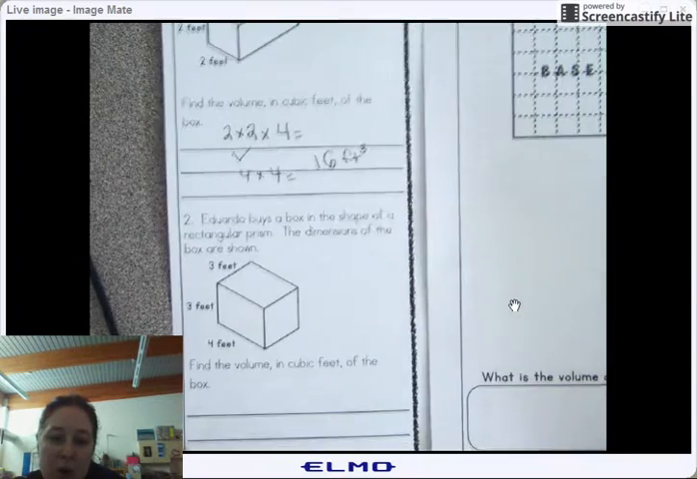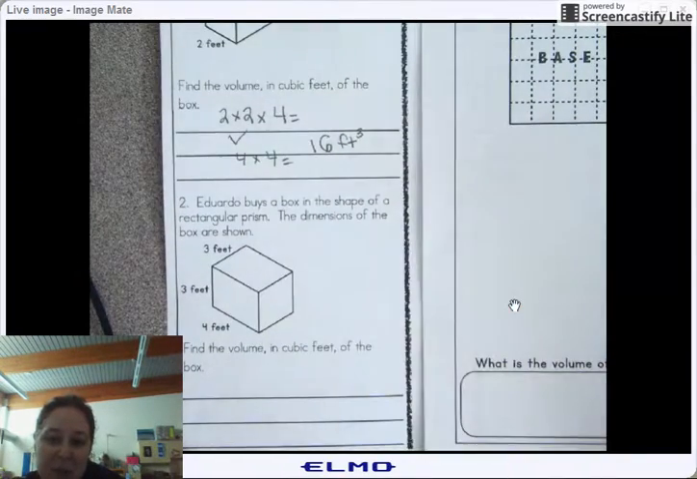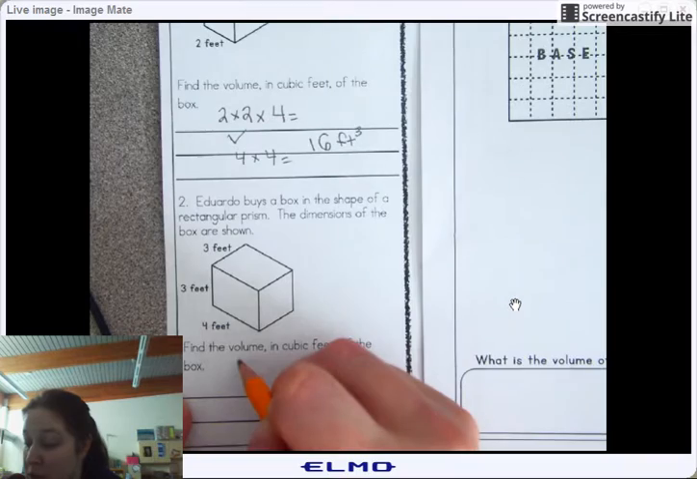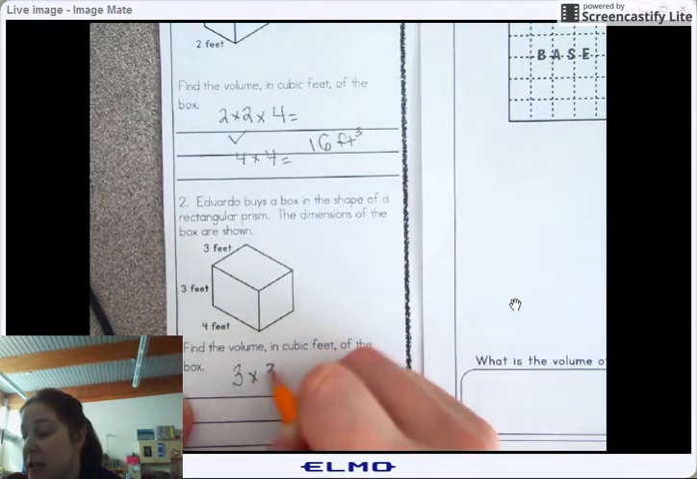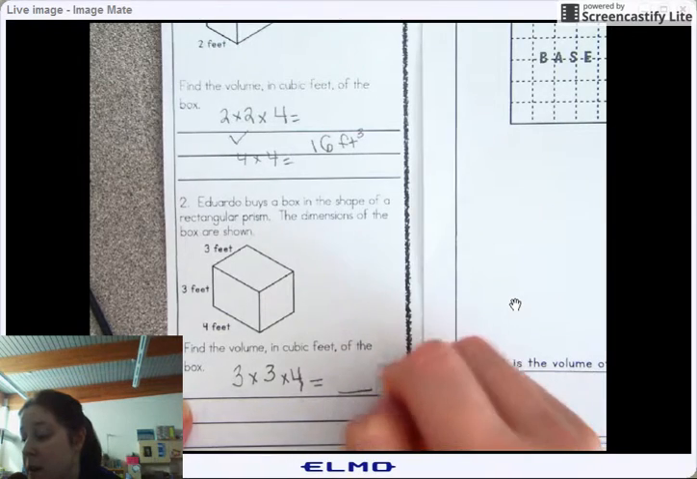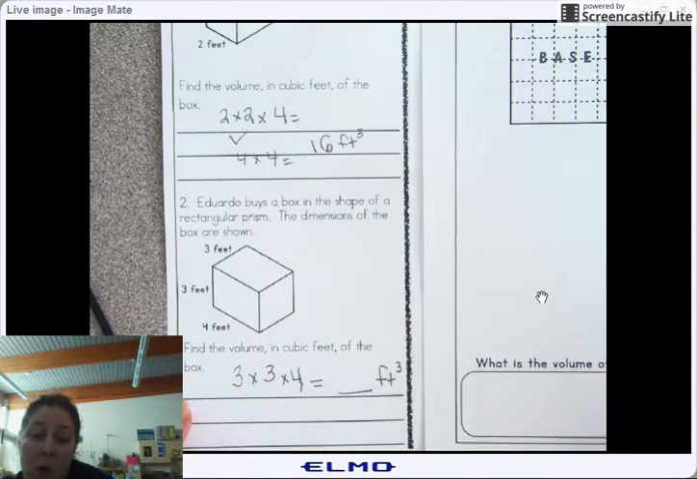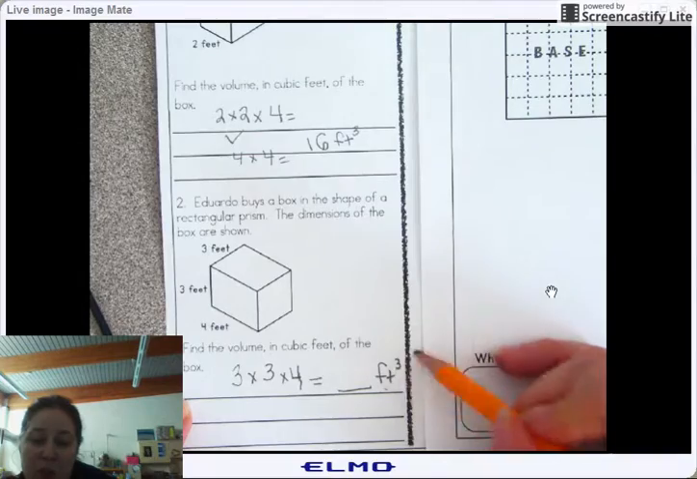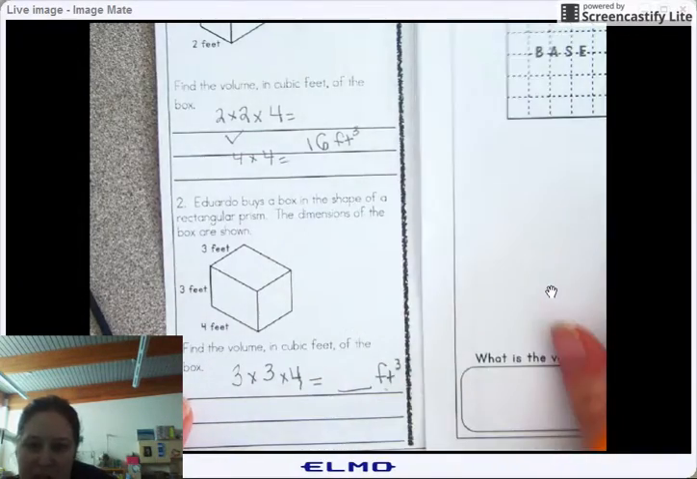Okay. Eduardo buys a box in the shape of a rectangular prism. The dimensions of the box are shown below. Find the volume in cubic feet of the box. So once again, you're going to take 3 times 3 times 4, and you're going to get an answer. And if you'll take a moment and multiply 3 times 3 times 4, type it in, make sure you have feet, and you don't need to worry about feet cubed on typing it in. You can just write feet.